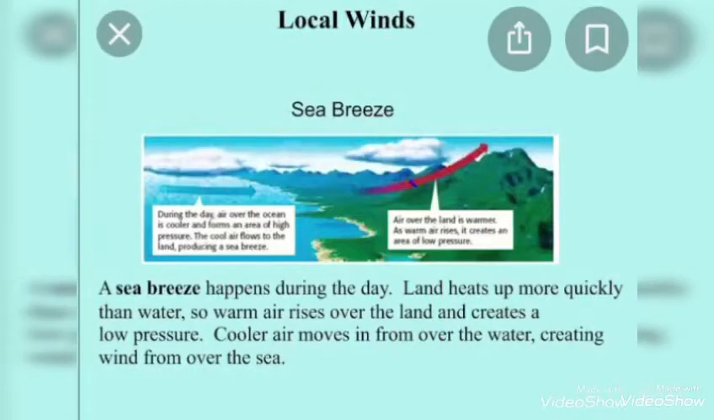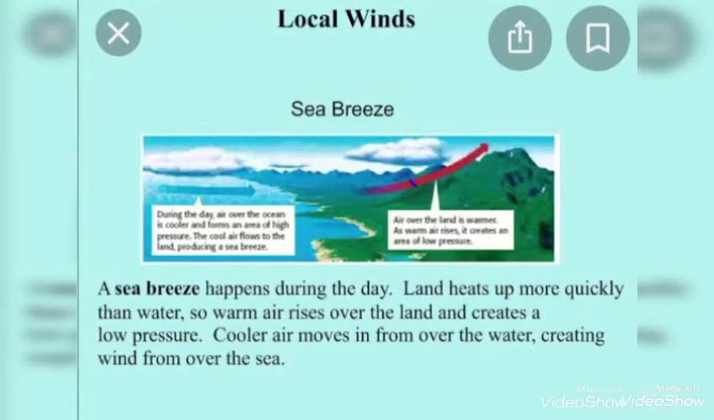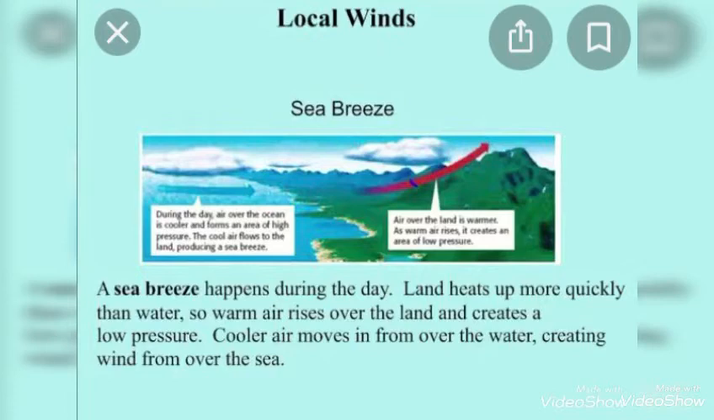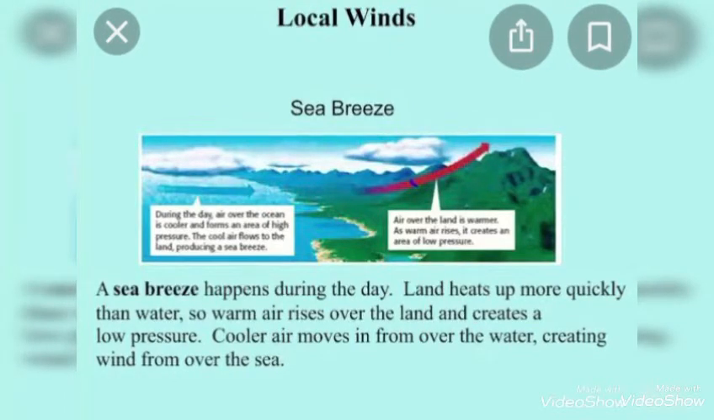The last one is local winds. So these local winds will blow in a smaller area in a particular time of a day or for a short period of year. So this is known as local winds. The speed of the wind is measured by Beaufort scale. It is created by Francis Beaufort in the year of 1805.